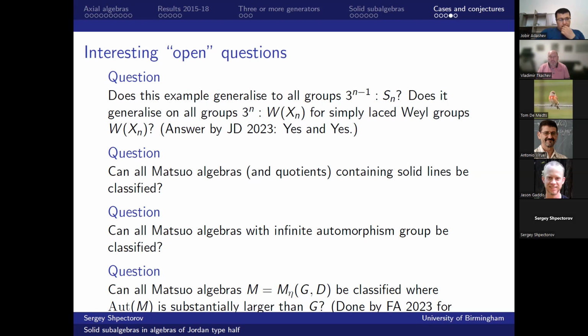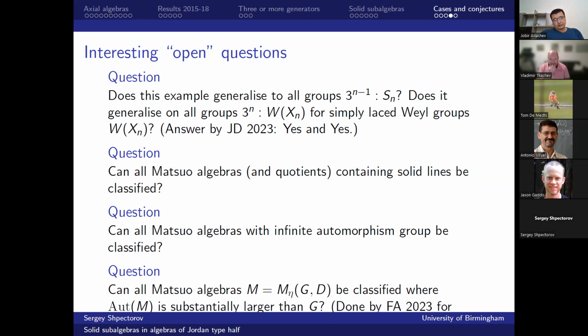Again, Yari says he can do it, but I don't know if the result has already been written up sufficiently, or whether it is all definite. And can all Matsuo algebras with infinite automorphism groups be classified? Most likely the answer is exactly the same as the second question, but it's not clear per se.